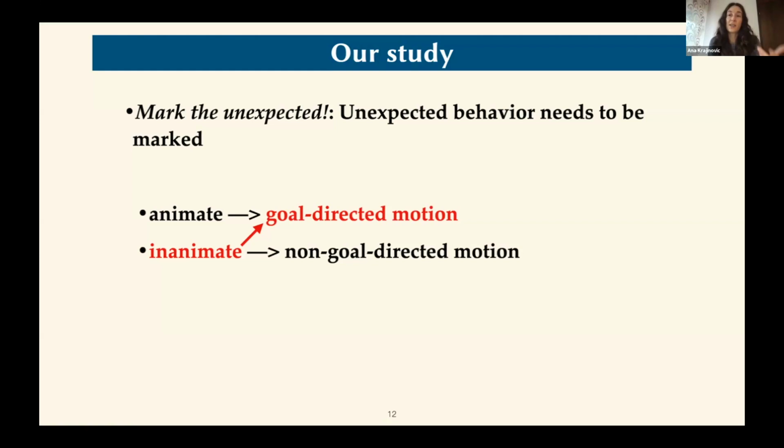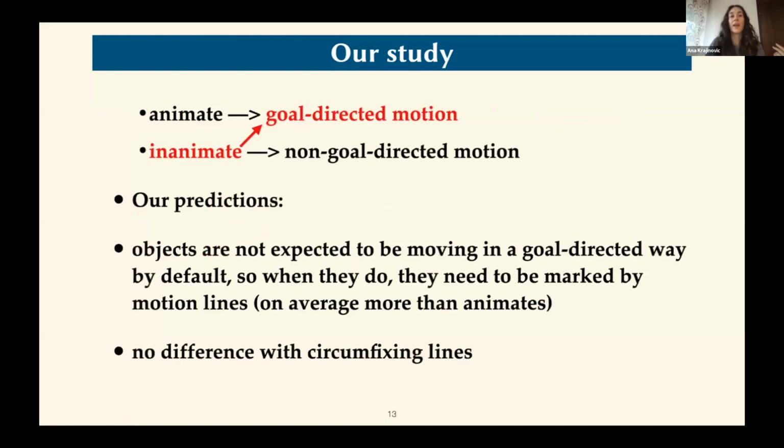But if we find the unexpected behavior where inanimates are moving in a goal-directed way, then we think they might receive additional marking. And our prediction is that this additional marking is going to be via motion lines, because motion lines are goal-directed, so they can denote that kind of motion. While when it comes to circumfixing lines, we expect we might not see any difference because they do not have a particular association with goal-directedness in any way.